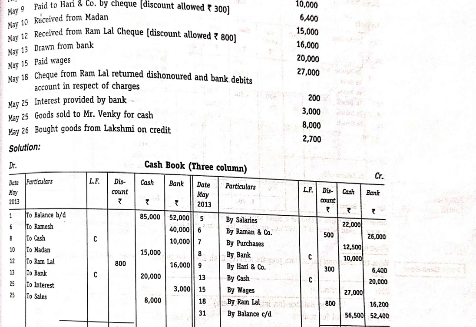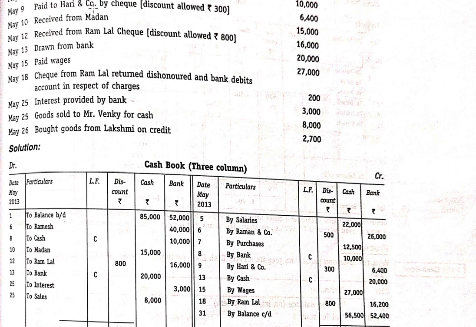Okay, now next is May 9: paid to Hari and Co. by cheque, discount allowed 300 and the amount given is 6,400. So what is the thing?